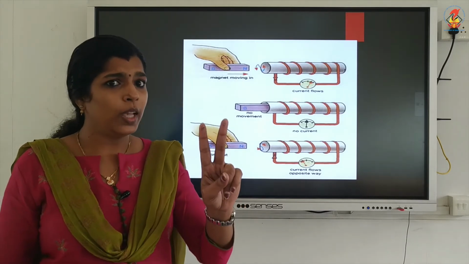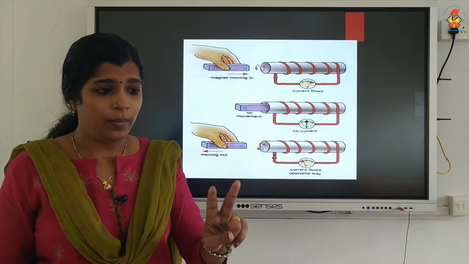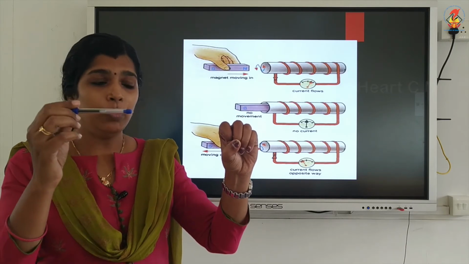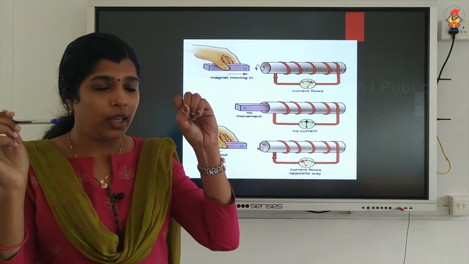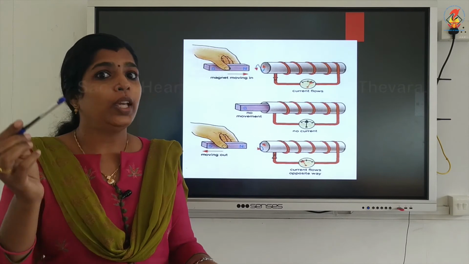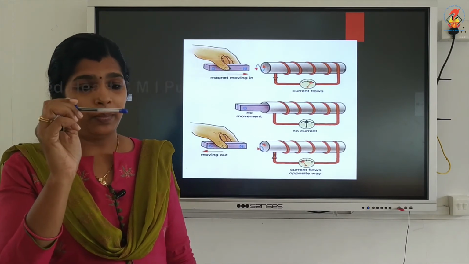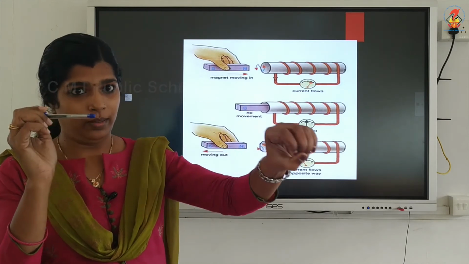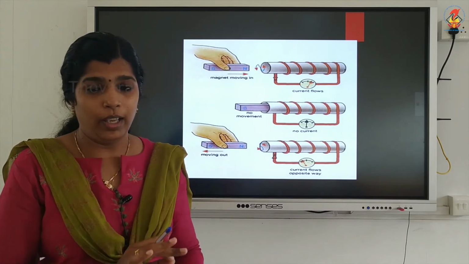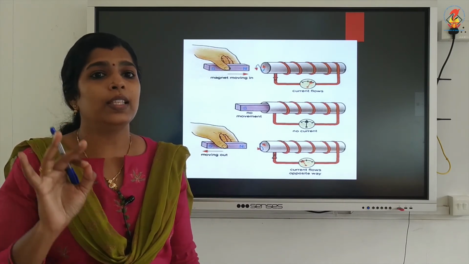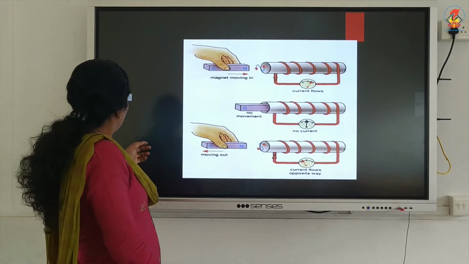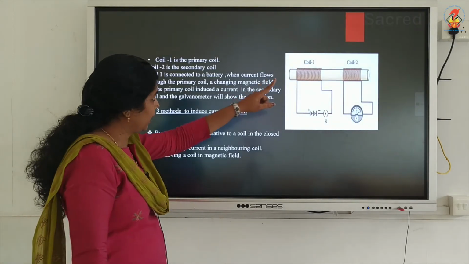So, in two ways we can induce a current in a coil. Either you can keep the coil stationary and move the magnet, or you can keep the magnet stationary and move the coil. In these two methods, a current is induced in the coil if the magnetic field lines linked with the coil changes.